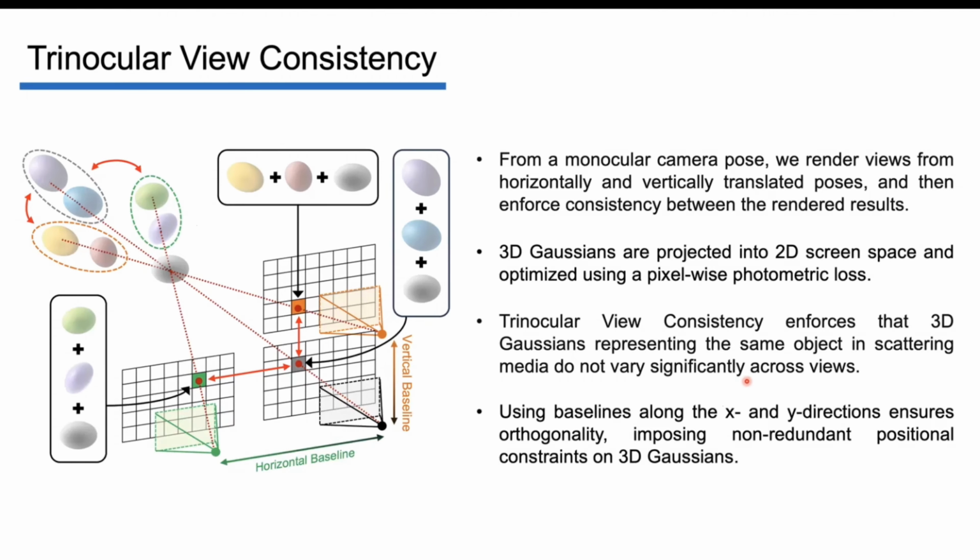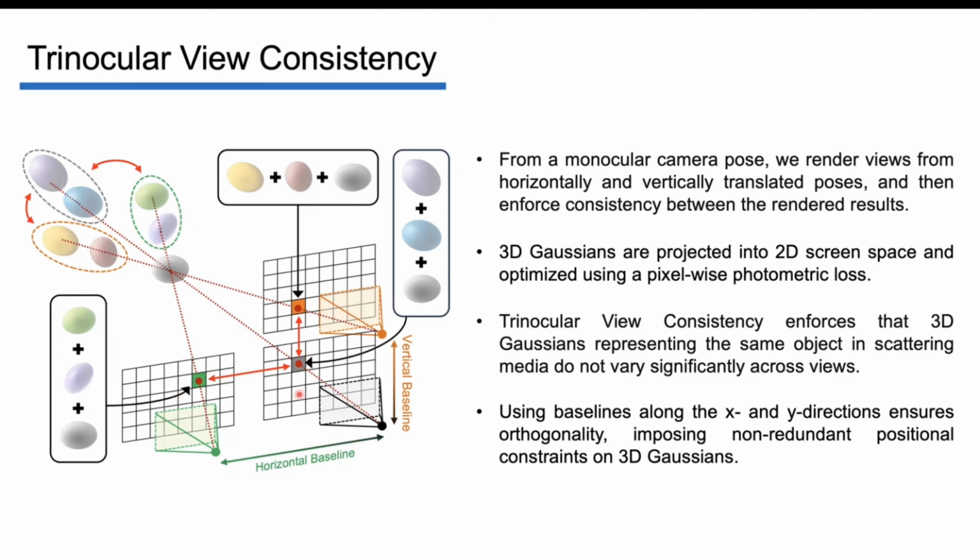Motivated by this observation, we introduced trinocular view consistency to improve geometric alignment across multiple views. Starting from a monocular camera pose, we render two additional views by translating the camera horizontally and vertically. We then enforce consistency among the three rendered views.